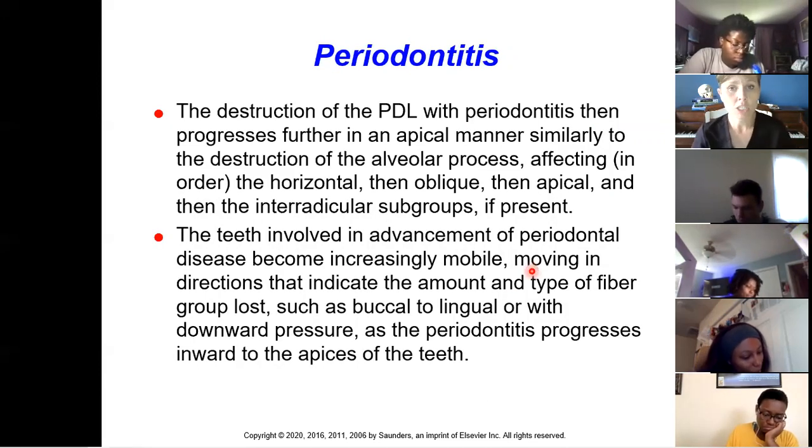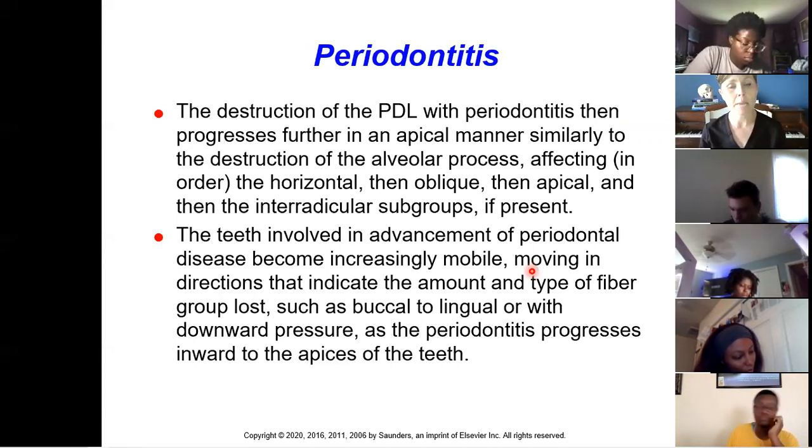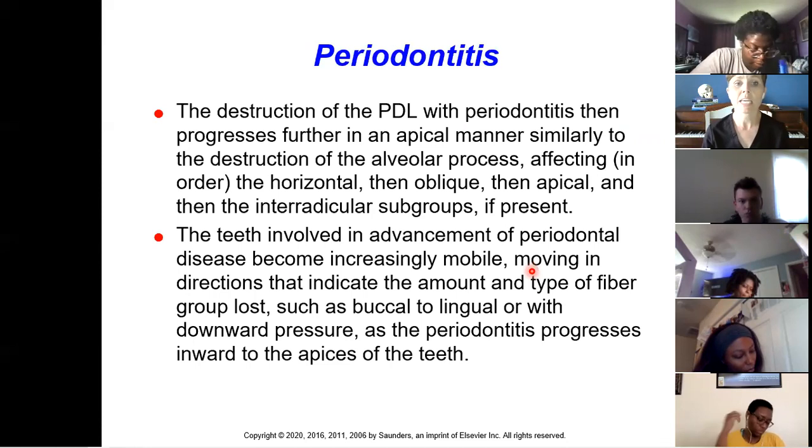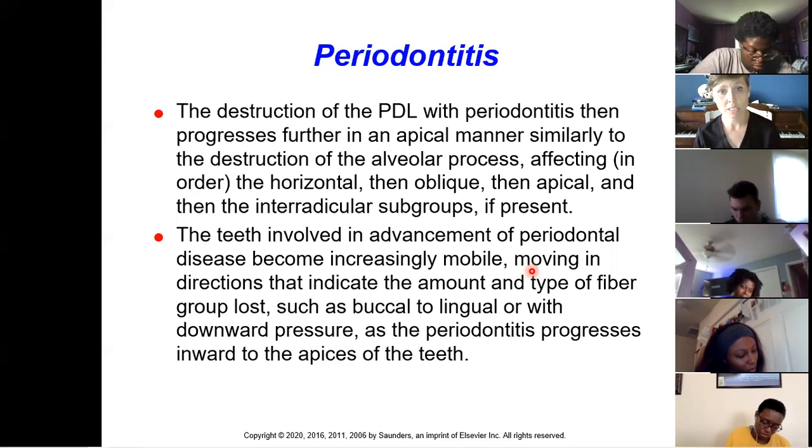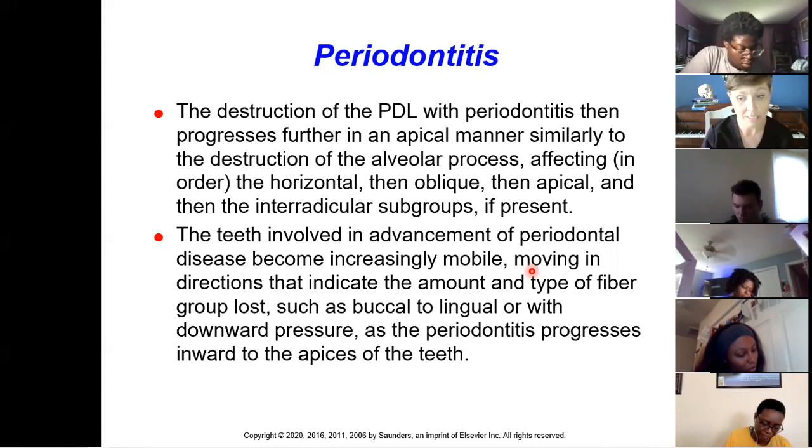Periodontitis is the destruction of the PDL, which then progresses further in an apical manner, similarly to the destruction of the alveolar process, affecting in order the horizontal, then the oblique, then the apical, then the interradicular if present. The teeth involved in advancement of periodontal disease become increasingly mobile, moving in directions that indicate the amount and type of fiber group lost, such as buccal to lingual or with a downward pressure as the periodontitis progresses inward to the apices of the teeth.